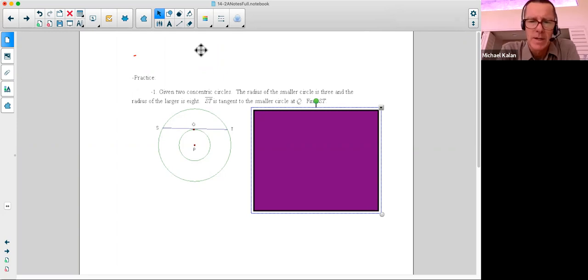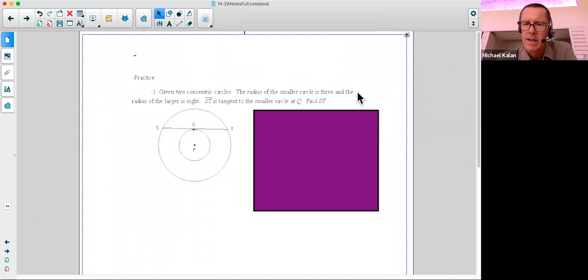Given two concentric circles, which means they're both technically circle P. We have a smaller circle P and a bigger circle P, because we usually name circles by their center point. The radius of the smaller circle is 3, and the radius of the larger is 8. We know ST is tangent to the smaller circle at point Q, and we have to find the length of ST. All right, so mark it up.